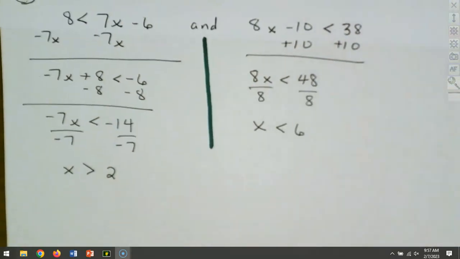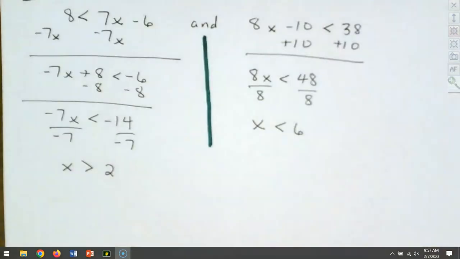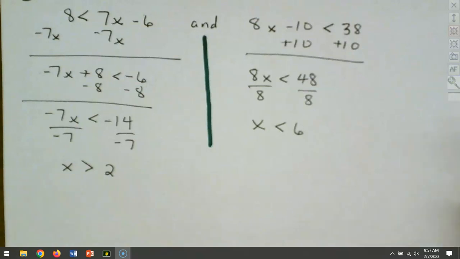Are you with me so far there? Now, what about this one? This one is an AND. That means we're looking to see where they overlap.